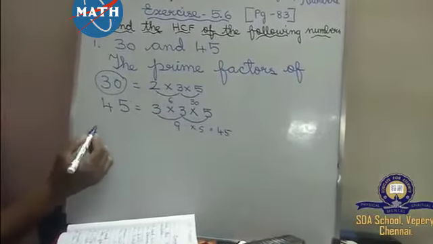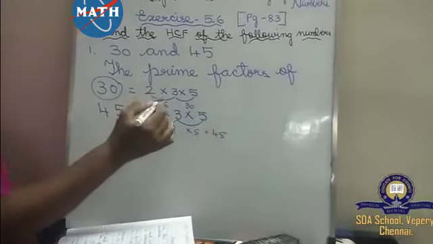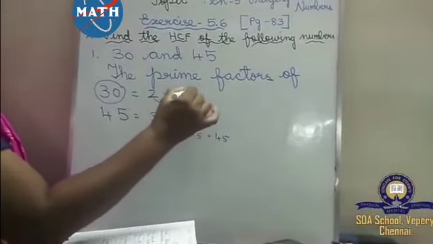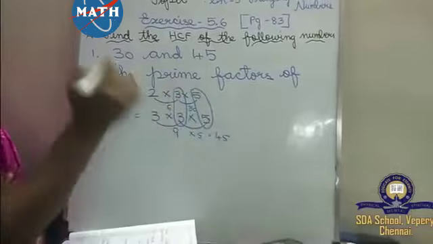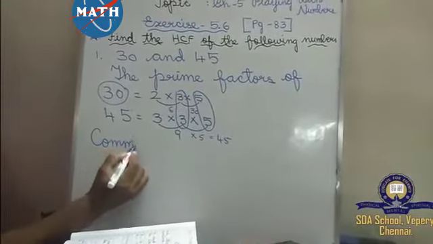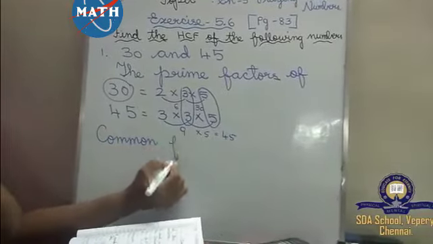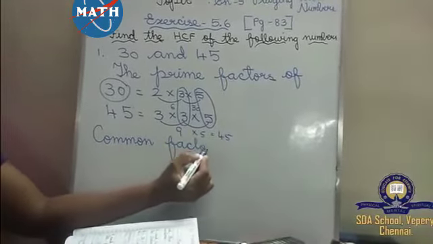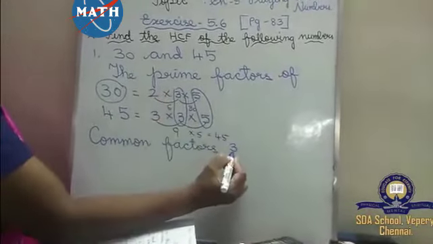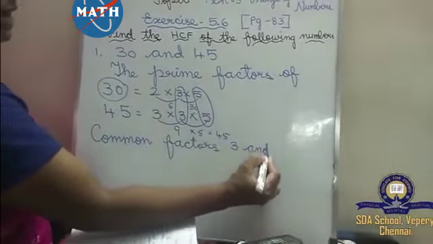So what are the common factors? See here, the common factors are 3 and 5. So first we have to write the common factors. What are the numbers, children? 3 and 5.